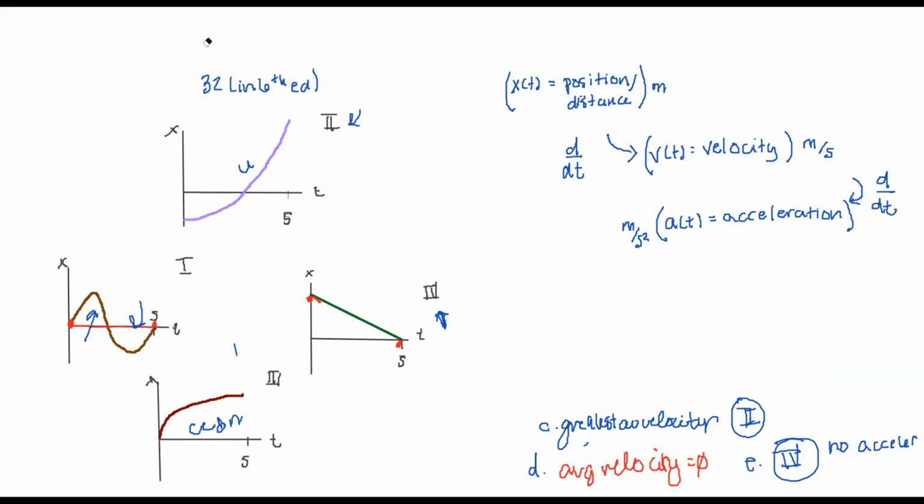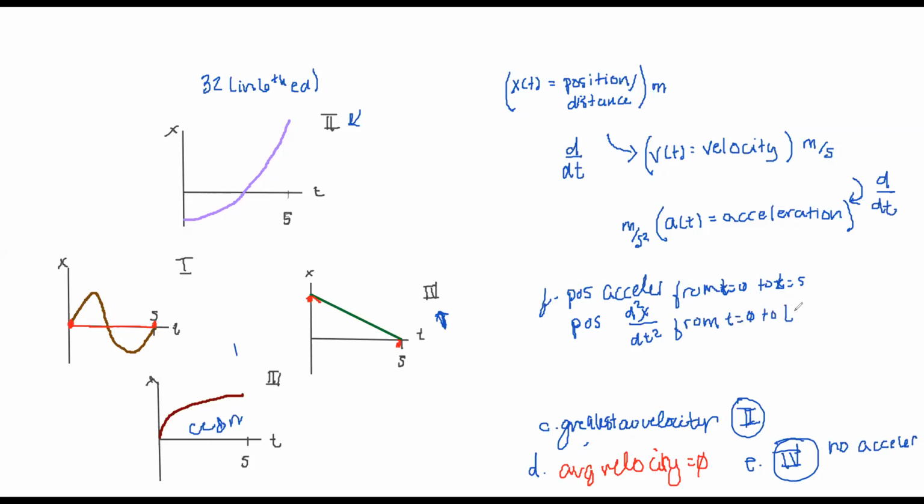So what that means is that we want something that has positive acceleration from t is equal to 0 to t is equal to 5, right? Positive acceleration throughout. So, to translate that, we're going to say a positive second derivative throughout. Does that make sense? Can we make that jump? Yeah, that makes sense. Okay.